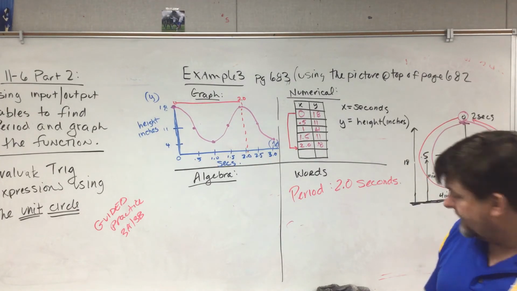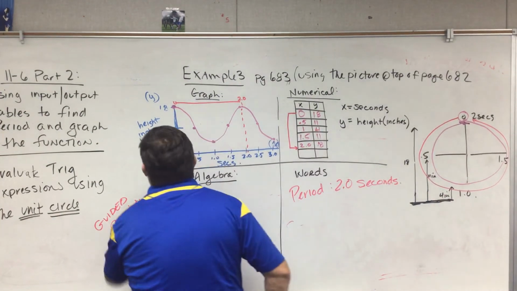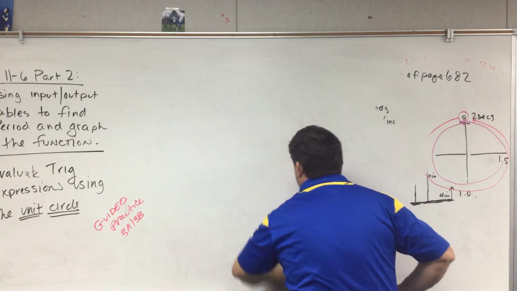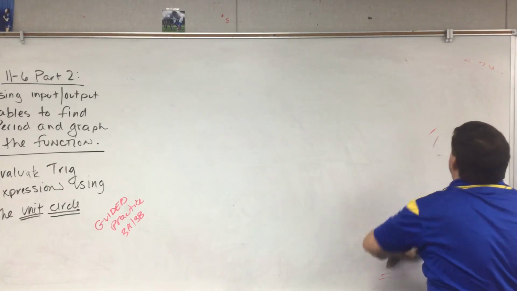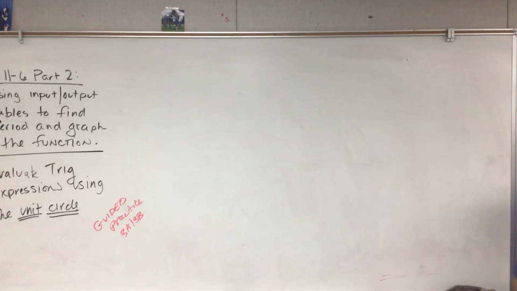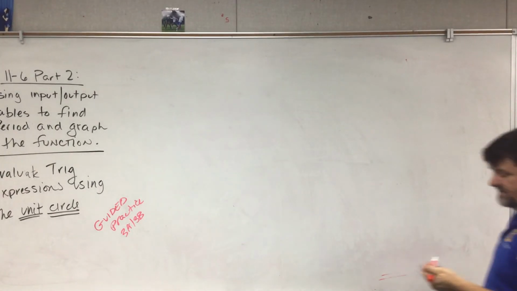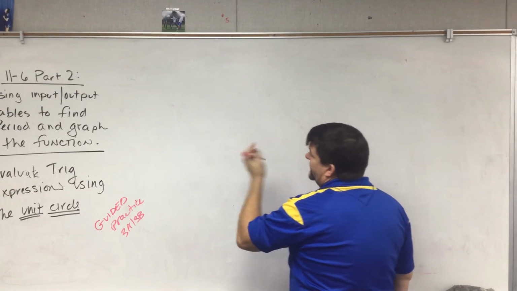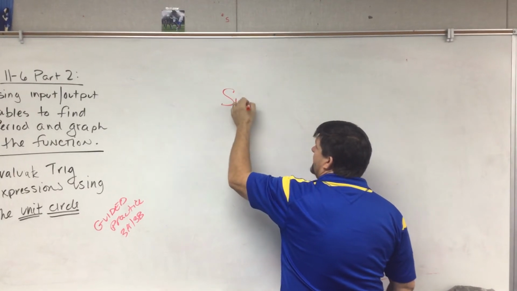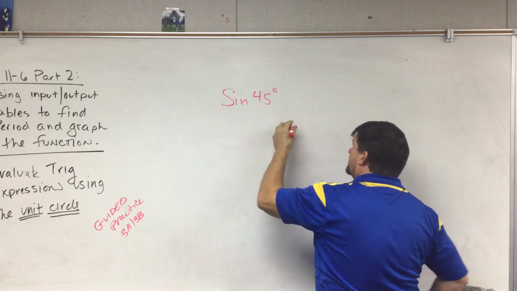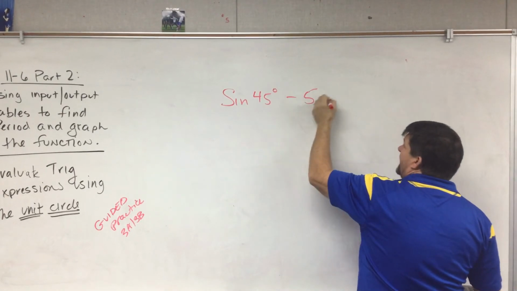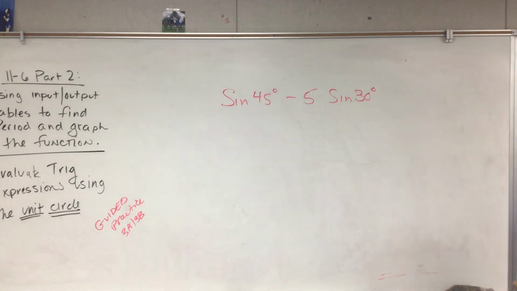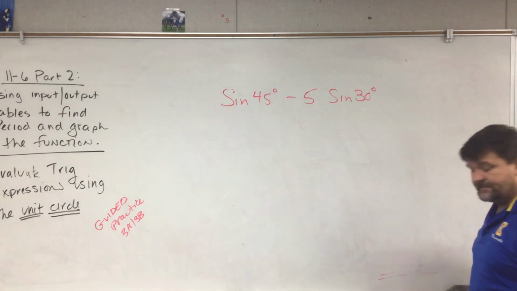All right, so let's go tackle this last little bit. Here we go, guys. So, erase that. And we're going to evaluate trig expressions using the unit circle. So you're going to see something like this: the sine of 45 degrees minus 5 times the sine of 30 degrees. And it's like, really? That looks hard.